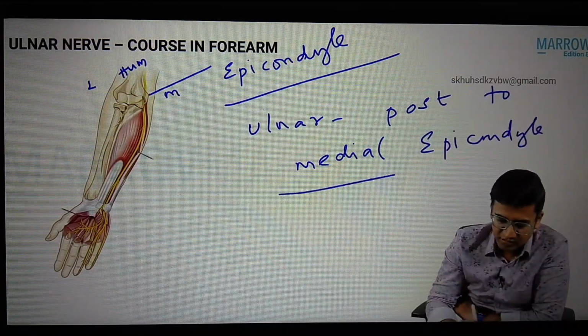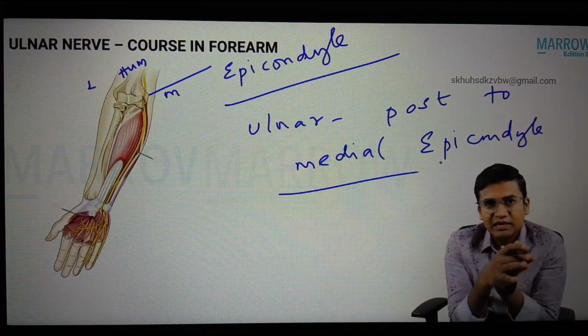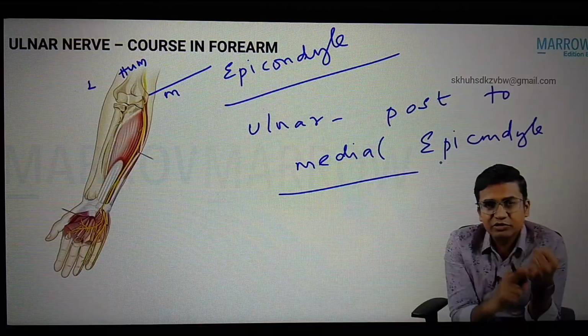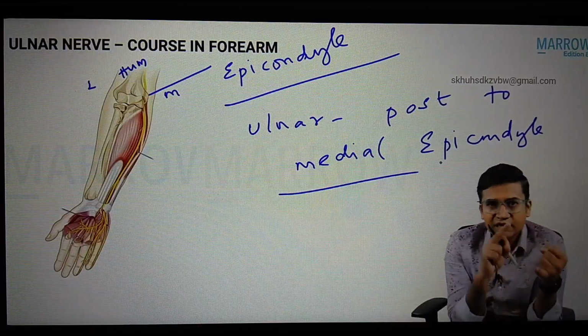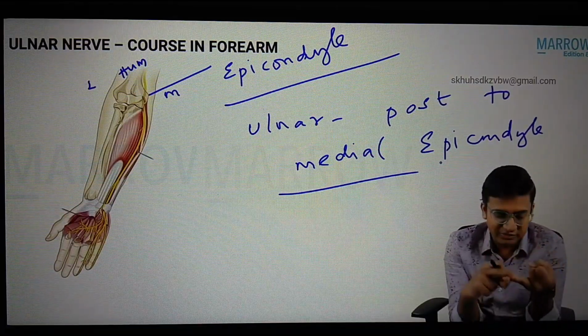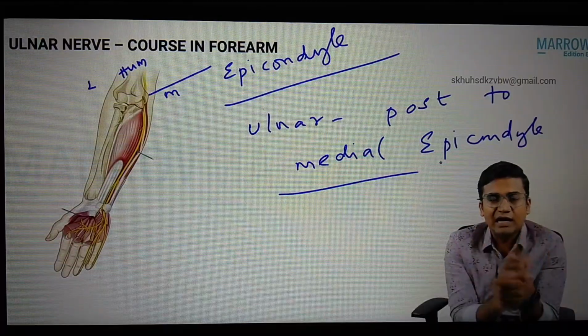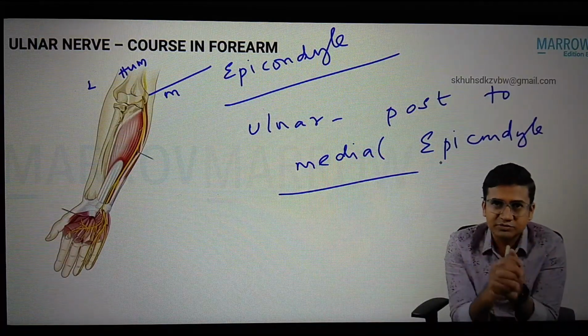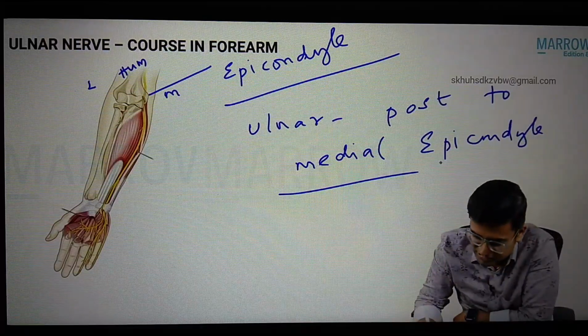Okay. So this is the third nerve we are seeing in direct relationship with the humerus bone. In the surgical neck of the humerus bone, axillary nerve. In the shaft, radial groove, radial nerve. Behind the medial epicondyle, ulnar nerve. So these three nerves are in direct contact with the humerus bone. Clear?